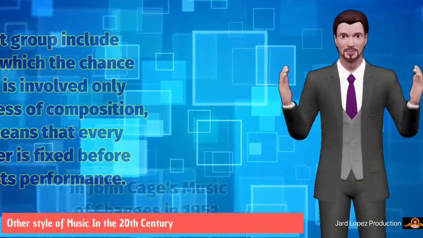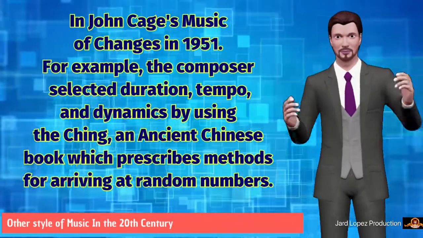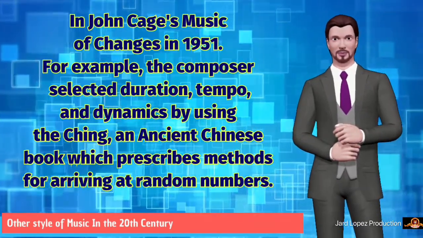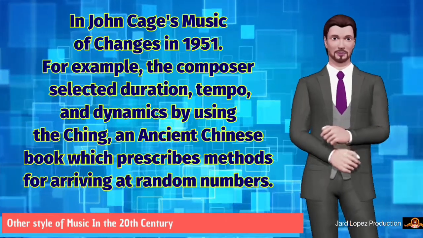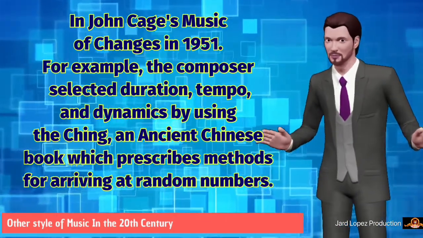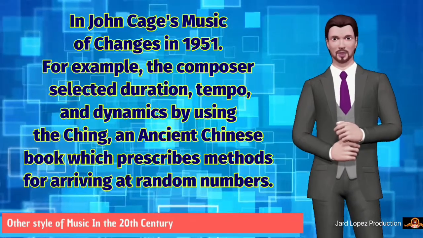In John Cage's Music of Changes in 1951, for example, the composer selected duration, tempo, and dynamics by using the I Ching, an ancient Chinese book which prescribes methods for arriving at random numbers.